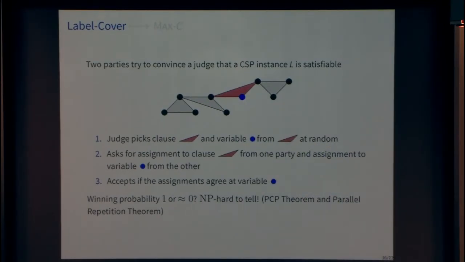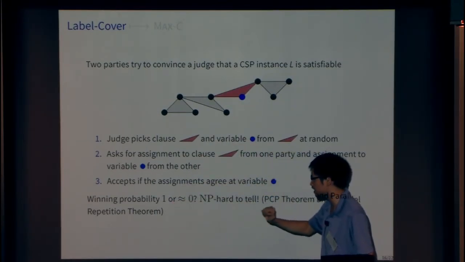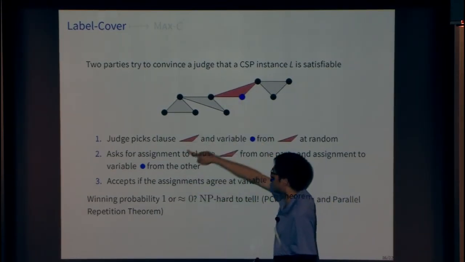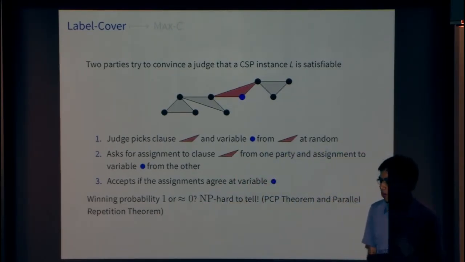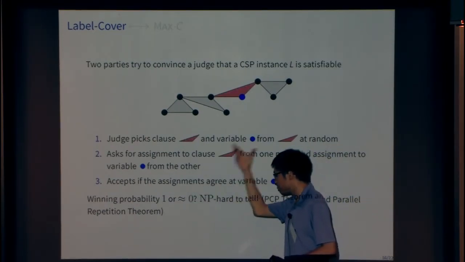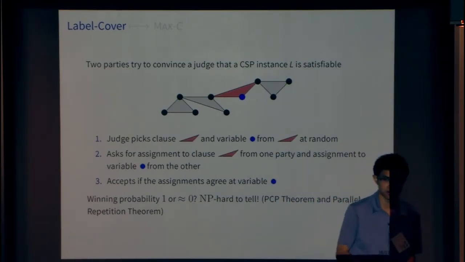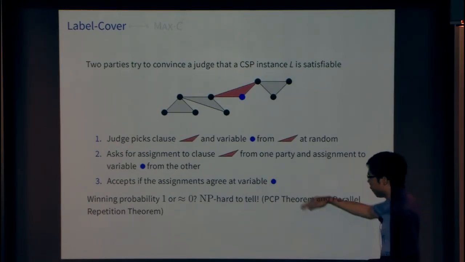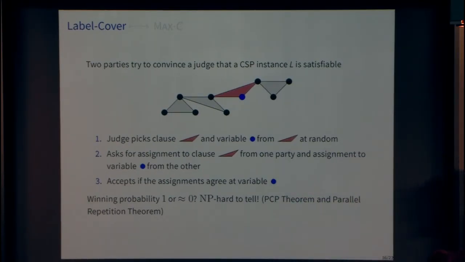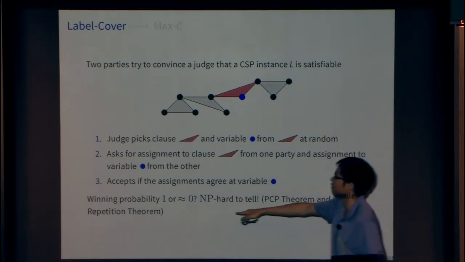And in this label cover game, it turns out that there is a huge gap in the winning probability, in the acceptance probability of the judge. It is NP-hard to decide whether the clause player and the variable player have a strategy that always satisfies the judge, or if no matter what the 2 parties do, the judge will accept with probability close to 0. And this follows by the PCP theorem and parallel repetition theorem. So the upshot is there's a huge gap in acceptance probability of this game.